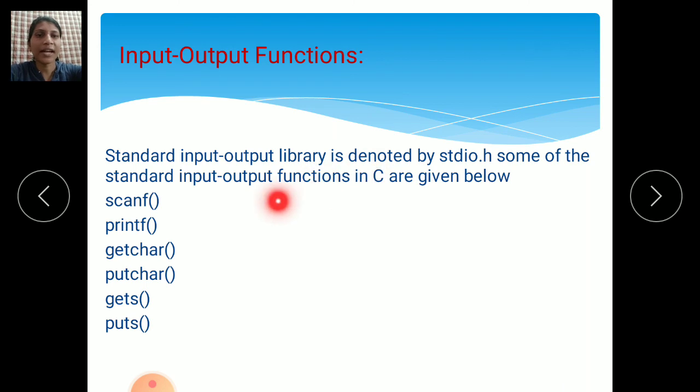Some of the standard input output functions in C are given below. So scanf: whatever input you have given to the computer, if you want the computer to accept and read that value, write down the scanf function. This is the input function. So scanf is the input function, it will accept the input. Then printf is the output function. Remember this, printf is the output function, scanf is the input function.